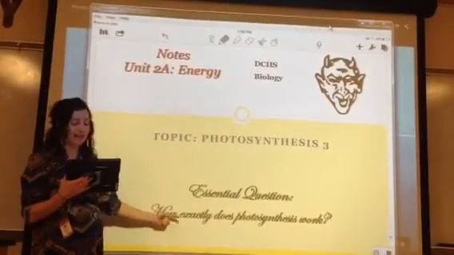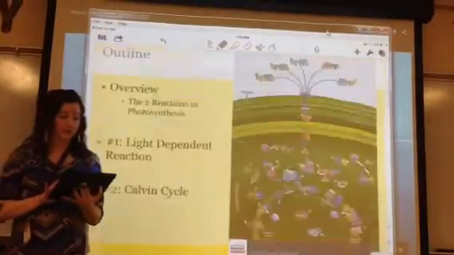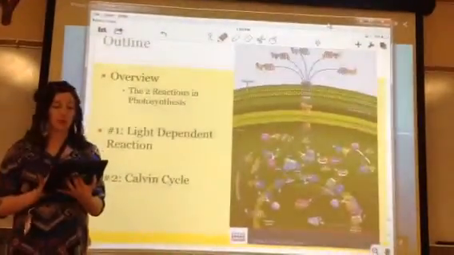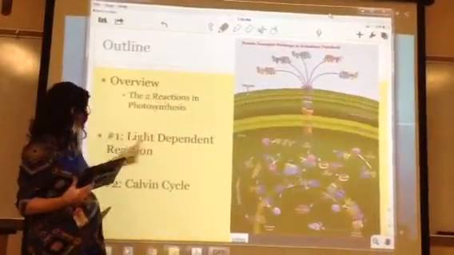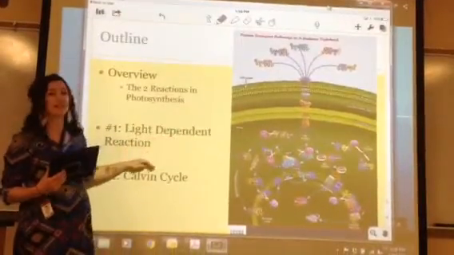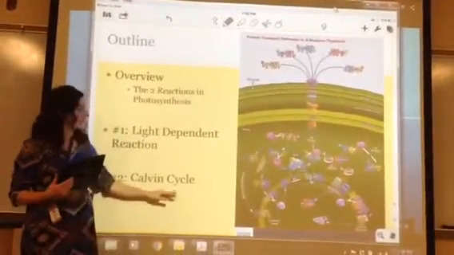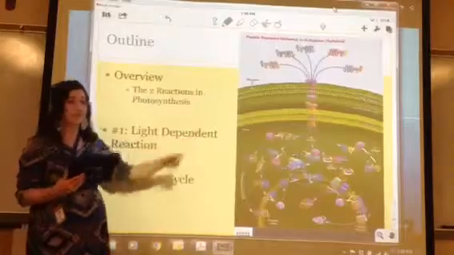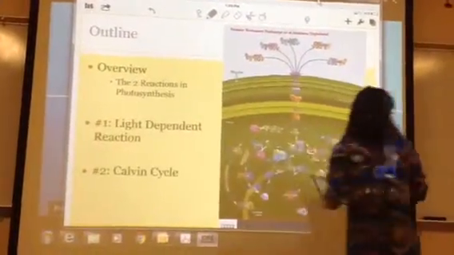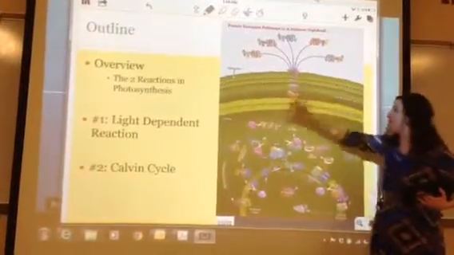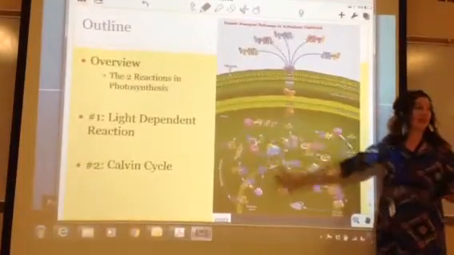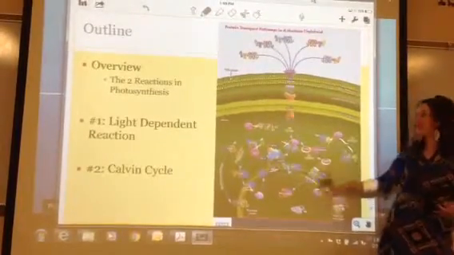Photosynthesis number 3. How exactly does photosynthesis work? Okay, first we're going to do an overview of the 2 reactions. Number 1 is the light-dependent reaction, and number 2 is the Calvin cycle. This is a chain of all the stuff that happens inside of the chloroplast and inside of photosynthesis.